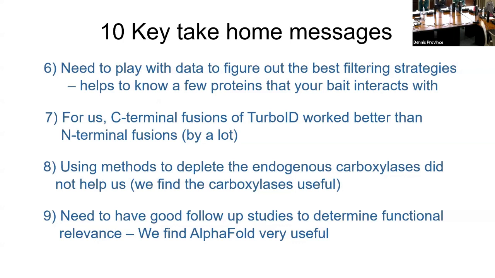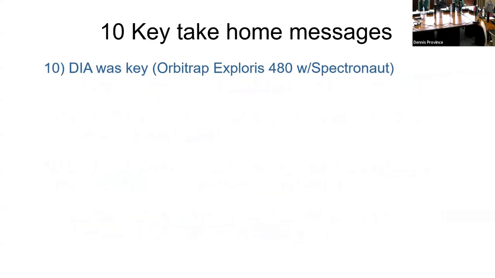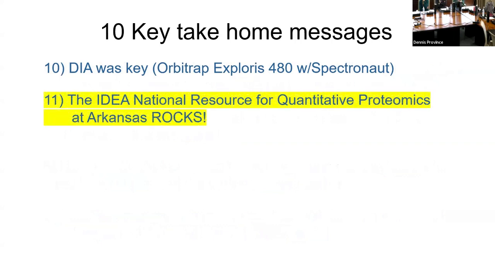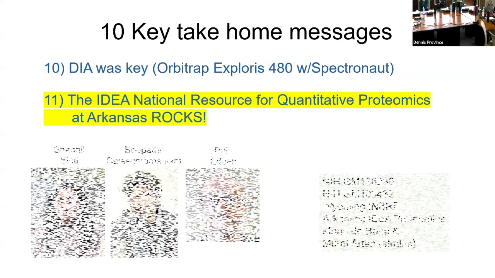For us, the C-terminal fusions worked a lot better. Completing carboxylases, no good. You need to have good follow-up studies. And I would argue that AlphaFold is king. I've spent a lot of time with it in the last 1.5 years. I have a lot of opinions about it. I'd be happy to share those someday, but I'll leave it off for now. DIA was key, although you got me thinking about more directed stuff, possibly as confirmatory. And really, actually, this resource is freaking awesome. Okay, so that is appreciated.